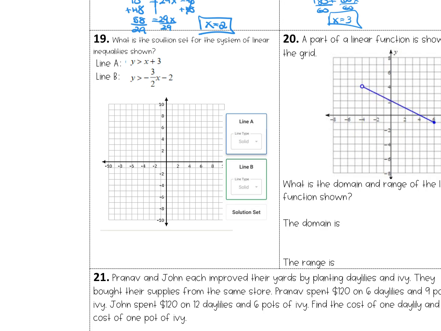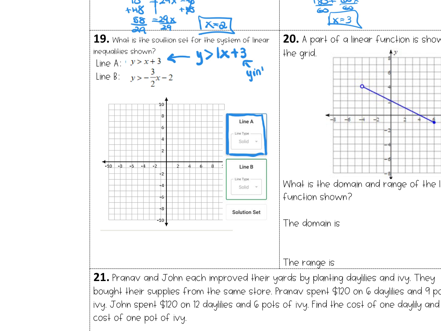Okay, let's do number 19. So I'm going to do these like Edgeforia has them set up. The top one is always the blue one, line A, which has to be the top one right here. It's already in slope-intercept form, so I have that y is greater than x plus 3. Remember, there's an invisible 1 here.